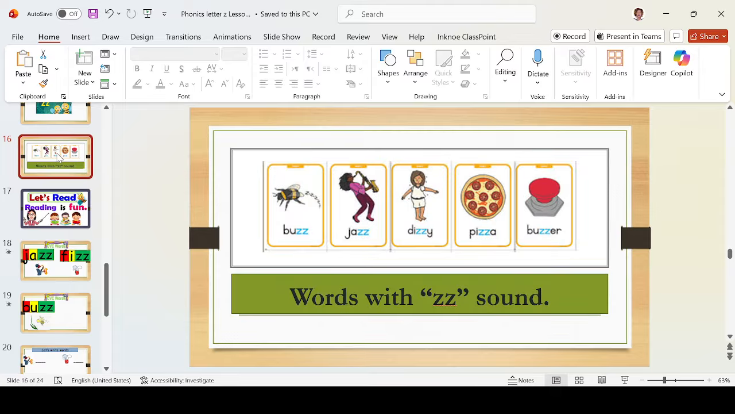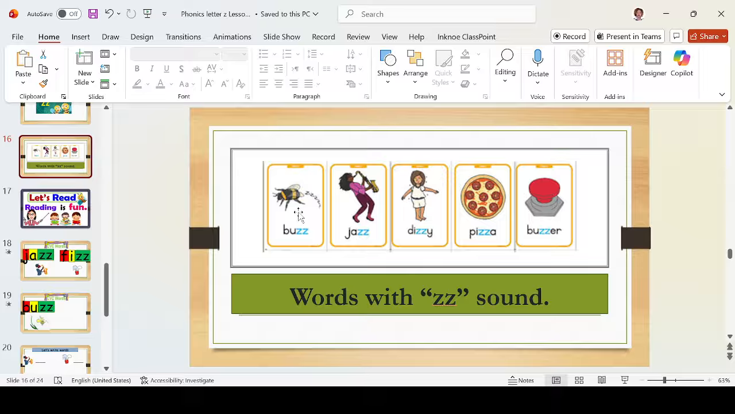Okay, now we have our words and pictures with the Z sound. I want you to say Z, Z, Z, Z. Look at the first picture. What do you see here? Look at this one. This is a bee, right? And what does the bee say? It says buzz, buzz, buzz.